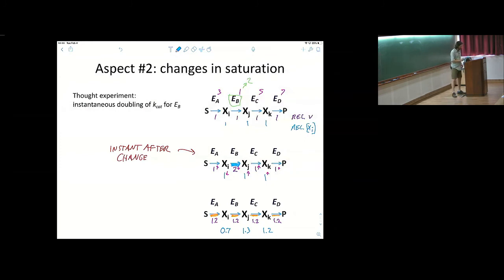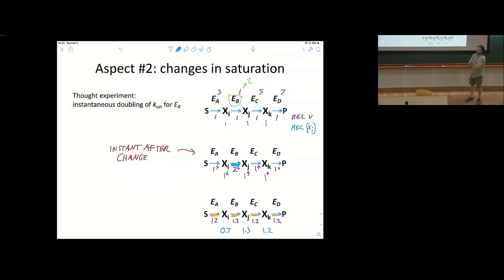And thus, if I showed you the fluxes after a change and asked which enzyme did I manipulate, who knows, right? What if I show you the concentrations? You'd actually know. So the interesting thing is, even though the flux might be relatively insensitive, the concentrations actually will change.